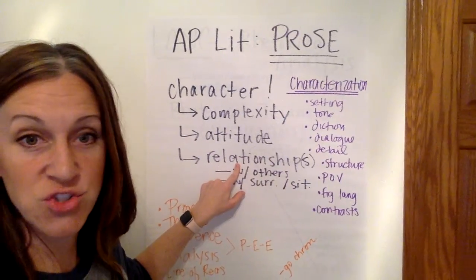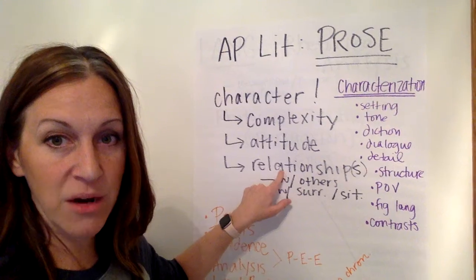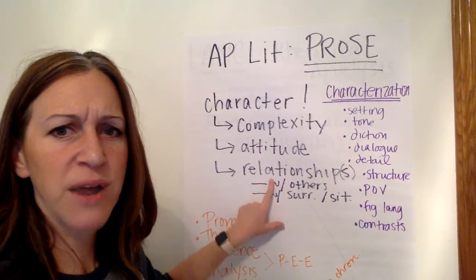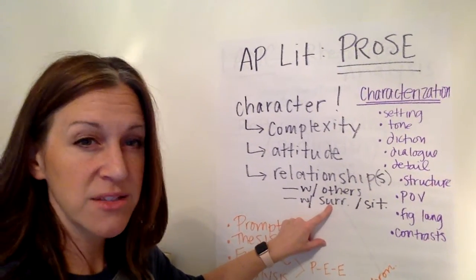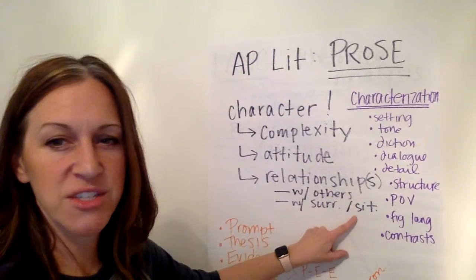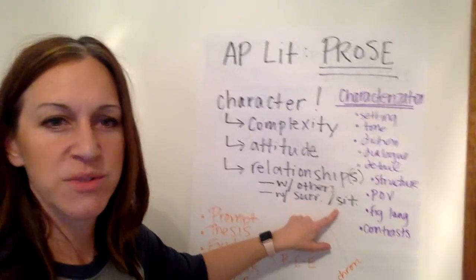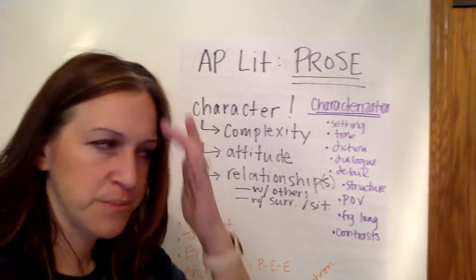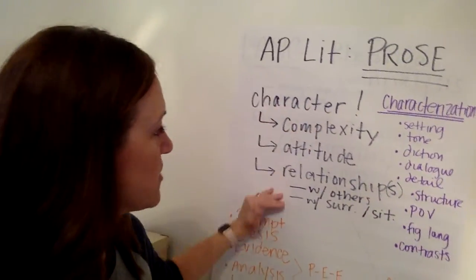So maybe their relationships, right? Maybe you have friends or siblings or people who just met. But regardless, we need to figure out how they feel about each other. Sometimes the prompt will ask about a character's relationship with their surroundings. That would be the setting of the piece. They might also ask you about their relationship with the situation that they're in. How is this character feeling about this specific issue, change of life, whatever they're dealing with? So when we look at character, there are some things that we're considering.